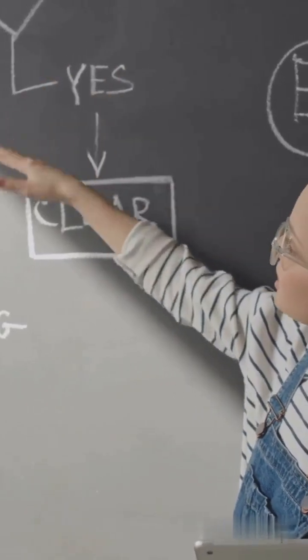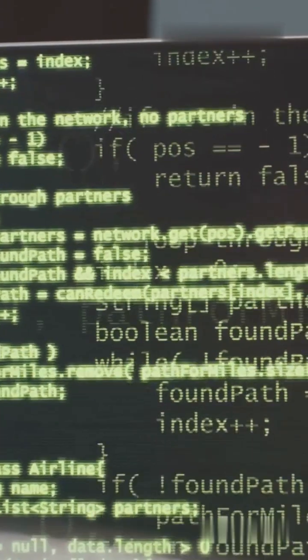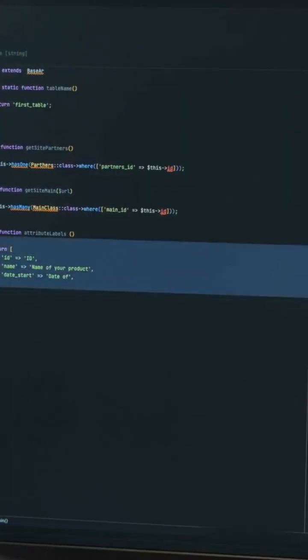Other infamous brain breakers? Brainfuck, eight commands, endless confusion. Whitespace only uses spaces and tabs. But Malbolge? That's the final boss of pain. So if you think coding is hard, just be glad you're not coding in hell.